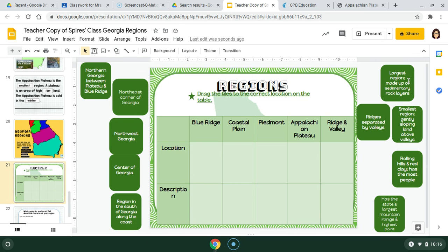We've got largest region, ridges separated by valleys, smallest region, rolling hills and red clay, has the largest mountain range and highest point. All right, you'll go down. Blue Ridge, where is it located? Describe it. Coastal Plain, where is it located? Describe it. Piedmont, where is it located? And describe it. Appalachian Plateau, where is it located? And describe it. Ridge and Valley, where is it located? And describe it.